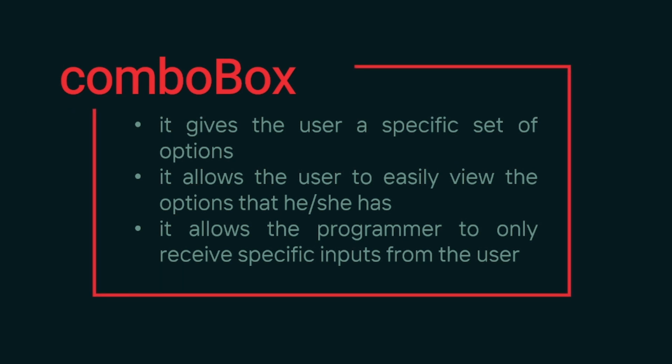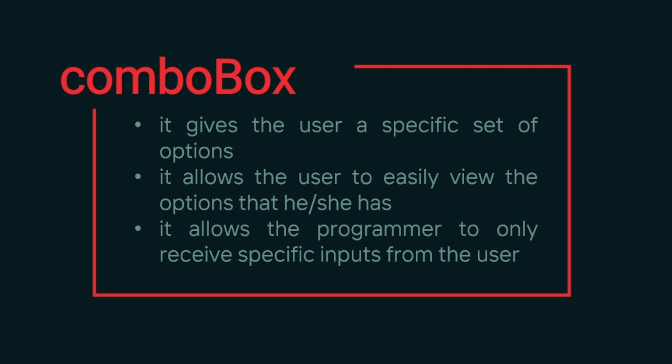Now in my own words, combo box gives the user a specific set of options and allows them to easily view the options that he or she has. For example, in the canteen, we basically have a lot of options when we are buying snacks. It becomes a bit difficult to find a specific item when there is clutter or disorganization.